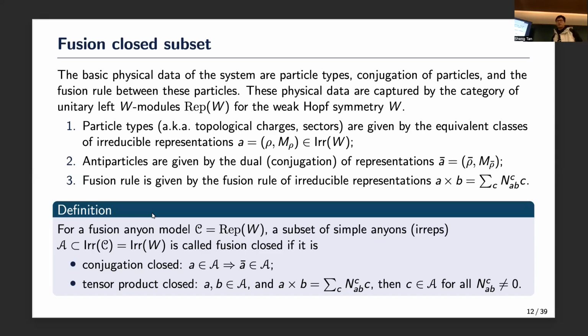Then we can introduce the following definition. For an anyon model Rep(W), a subset A of the simple anyons is called fusion closed if it is conjugate closed, in the sense that if a is in this set, then the conjugate, namely the dual, is also in A. And it is tensor product closed, meaning that the non-trivial components of the fusion are also in this set. This is called the tensor product closed property. And so we have defined the fusion closed subset in this sense.